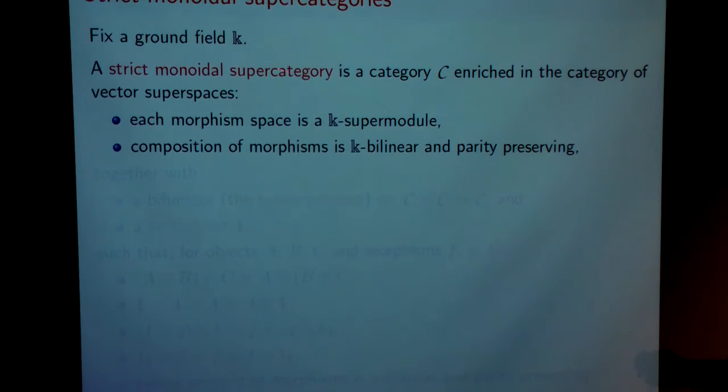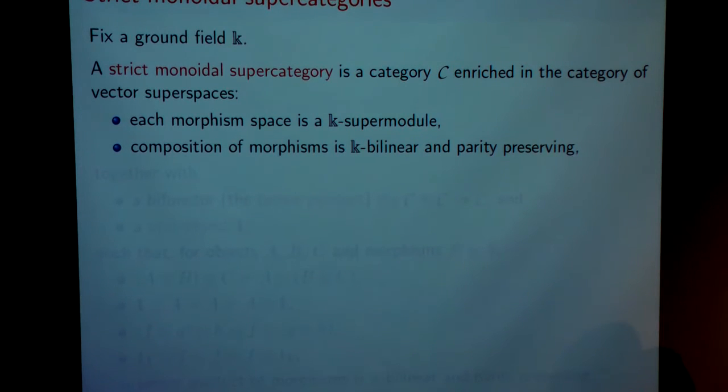A strict monoidal supercategory is a category enriched in the category of vector superspaces. What that means concretely is each morphism space is a K supermodule, a vector superspace, and composition of morphisms is bilinear and parity preserving. So that's what it means just to be a supercategory.